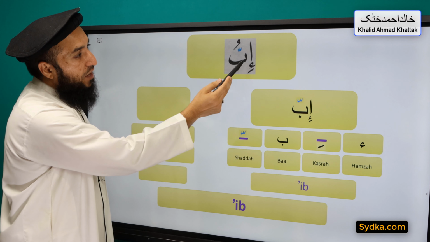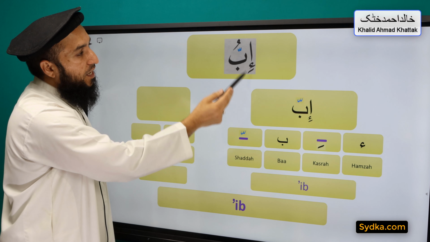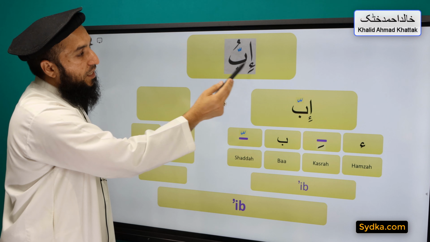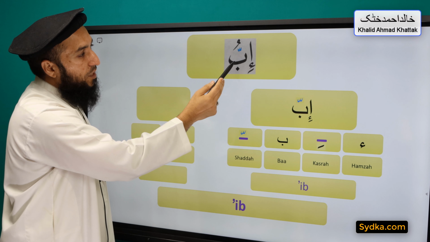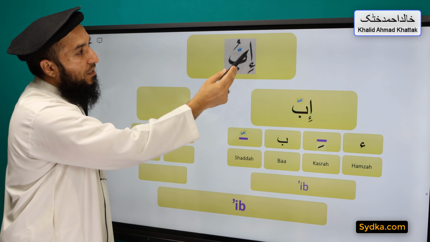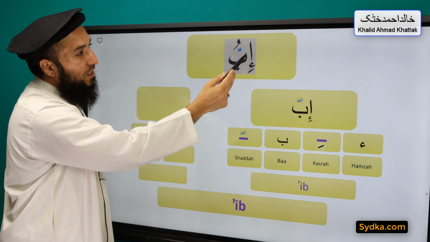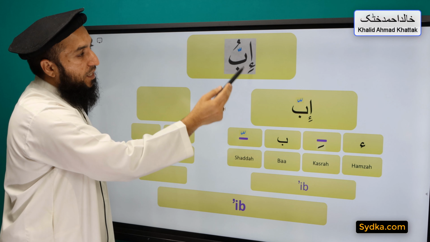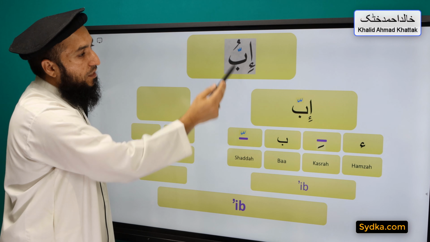The first syllable we have is Hamza Kasra Ba Shadda Ib. Hamza is a light letter, it has kasra underneath, it is followed by ba, ba has a shadda. This alif is used as a chair for Hamza and it is silent. Hamza Kasra Ba Shadda Ib.